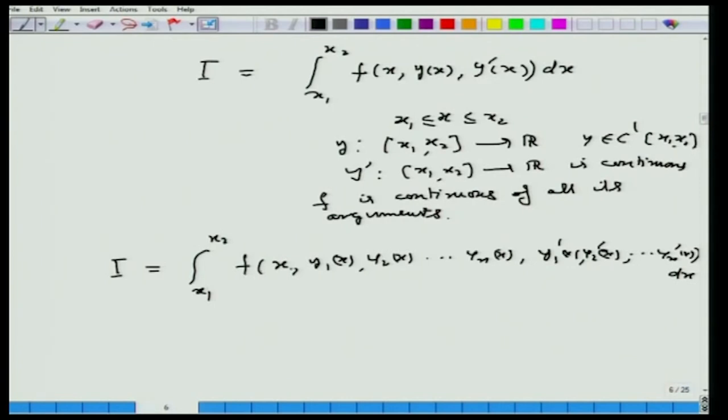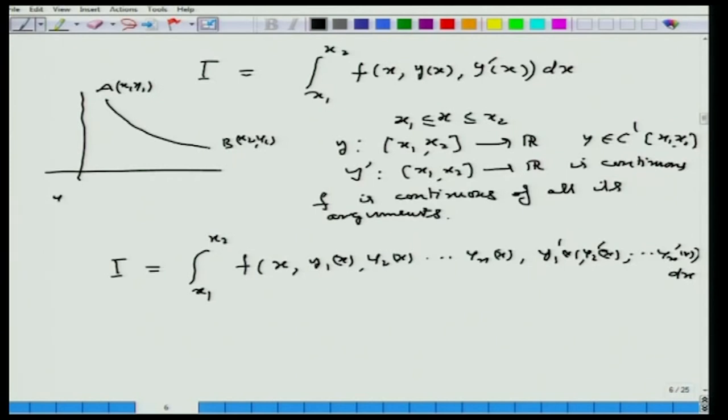So, here f will be a continuous function of all these arguments, and x is an independent variable here, and y1, y2, yn are dependent variables, and these derivatives are also appearing here. So, again the problem of calculus of variation is to find these functions y1, y2, yn such that this integral has either minimum value or maximum value depending upon the problem posed here. And in addition to this, like we have in this case the curve joining these two points A and B, here the condition is that it should pass through (x1, y1) and (x2, y2).